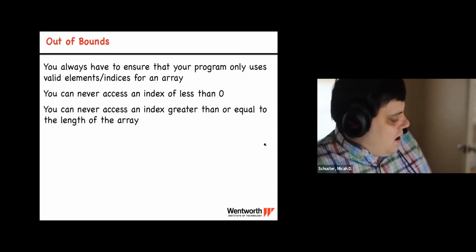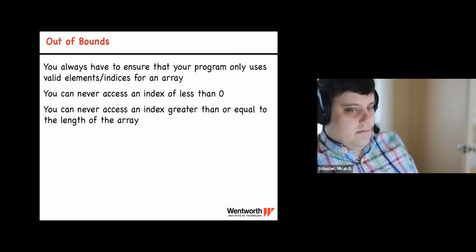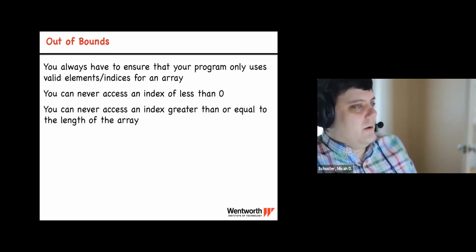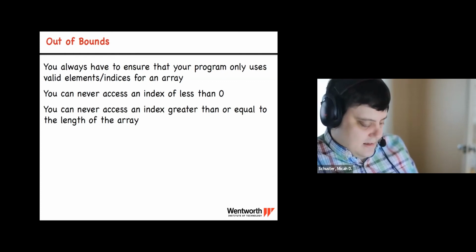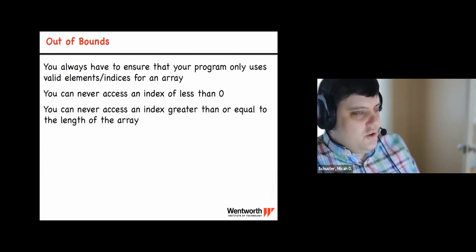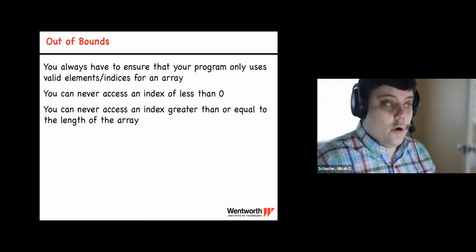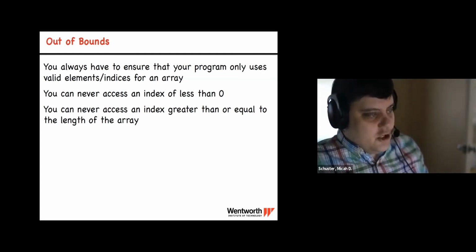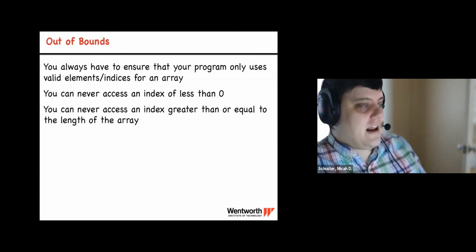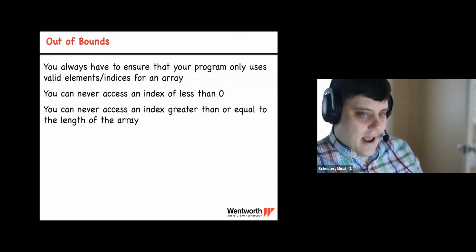All right, so when it comes to arrays, there's something common that happens to programmers all the time. It happens to me all the time. It'll happen to you when you're working with arrays on homeworks and stuff. It's this out of bounds idea. So you want to ensure that your program only uses valid indices. Remember, 0 to the size minus 1. You can never access an index of less than 0. You can never access an index greater than or equal to the length of the array.